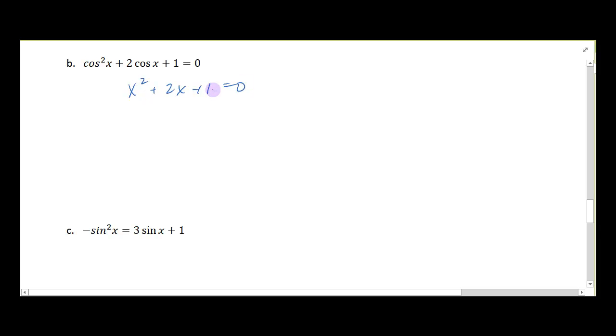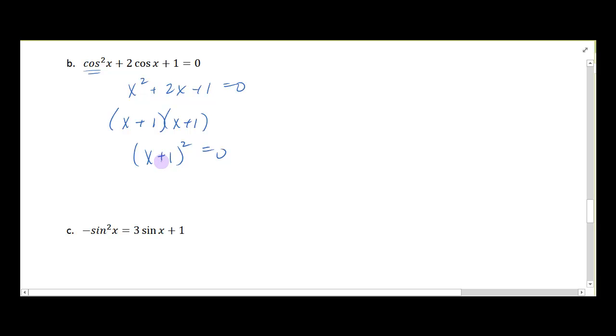Would you recognize that this is really just x plus 1 times x plus 1, or in other words, x plus 1 quantity squared equals 0, because that gives me the outer, which is an x, plus the inner gives me the middle, and I can rewrite it so it looks like this. Well, that's kind of a form of substitution, let's say. Instead of having x represented, I have cosine x.